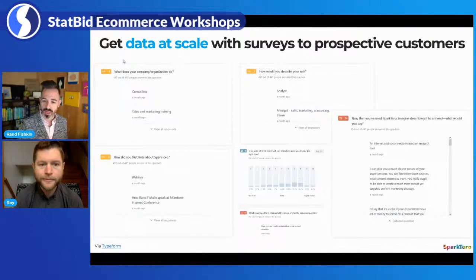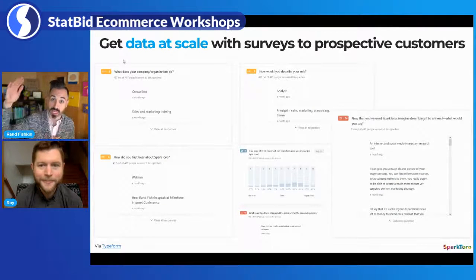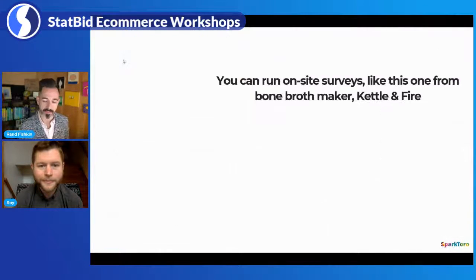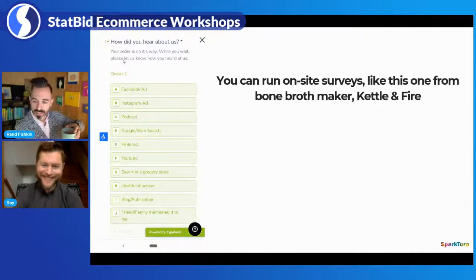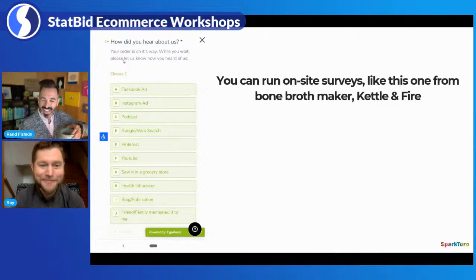I like asking questions like these. Imagine describing product X to a friend. What would you say? You look at the people who have said things that are very compelling and appear many times, and you're like, boom, that's my messaging. That's how I want to get people in there. You can run on-site surveys in addition to surveys that you send out via email or whatever. This one is from Kettle and Fire, which is e-commerce in the bone broth space of all things, down in Austin, Texas. Sorry, I'm familiar with them.